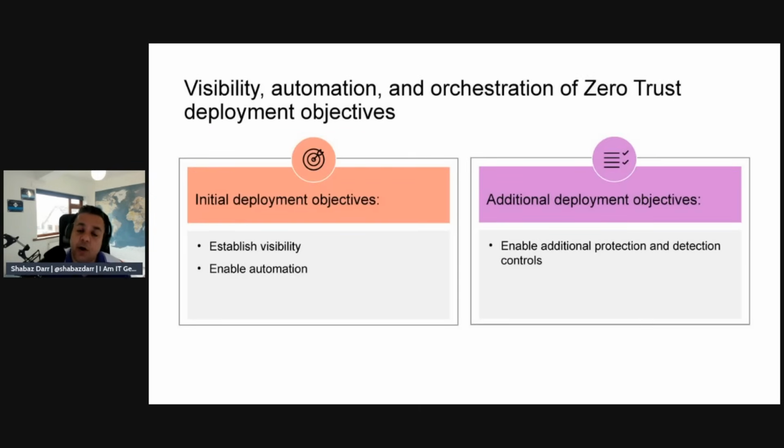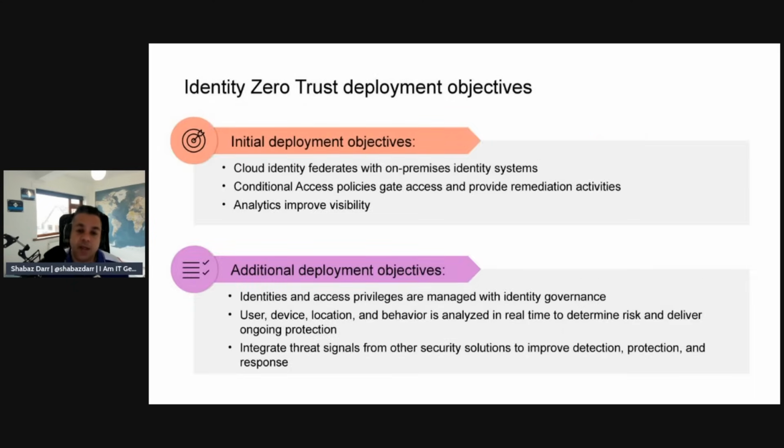So talk about visibility, automation, orchestration of zero trust deployment objective. So the first one is the initial deployment objective, which is to establish visibility and enable automation. But then on top of that, we have additional deployment objectives, which can be to enable additional protection and detection controls. We'll talk about identifying zero trust deployment objectives.